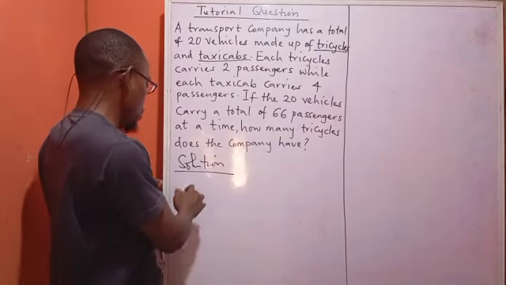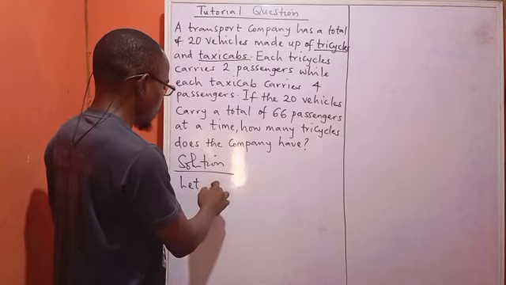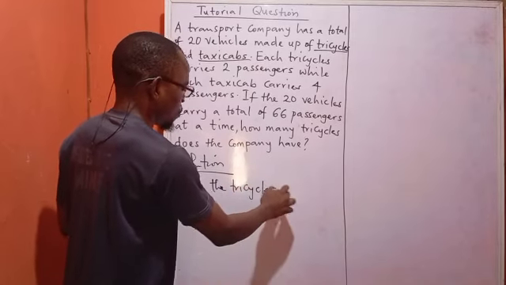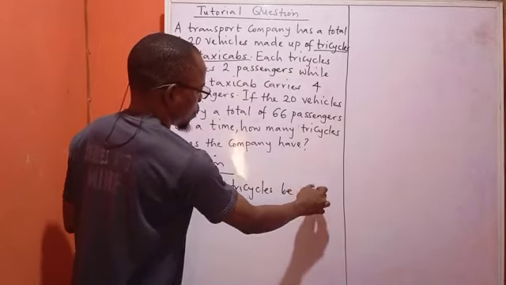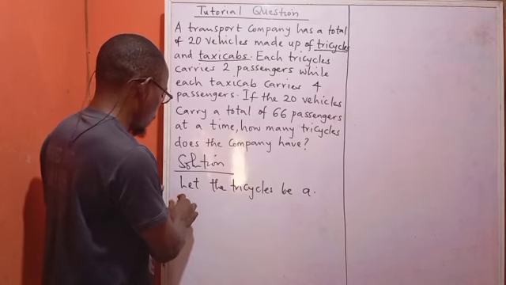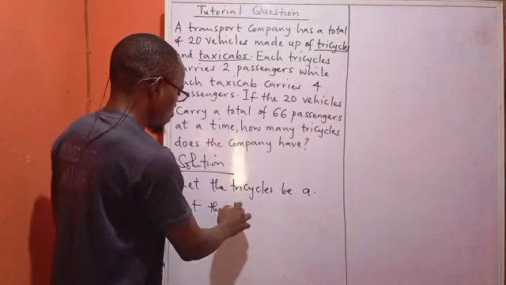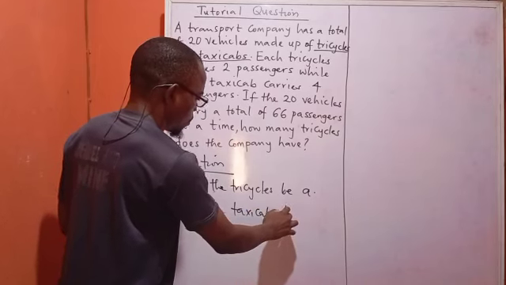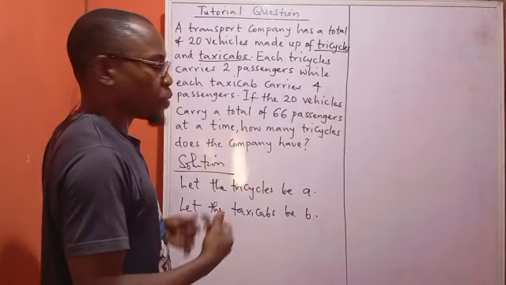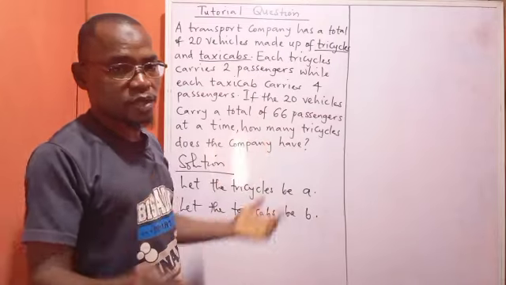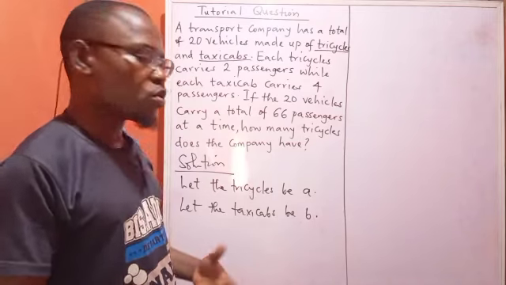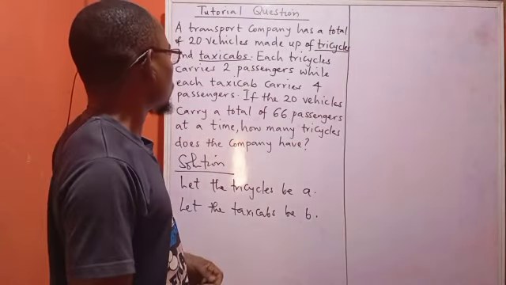So for the solution, the first thing we have to do is say, let the tricycles be A. Then the second one, let the taxicabs be B. Depending on how you want, you can choose any other alphabet. You can choose X and Y, you can choose P and Q. Just choose what is convenient for you.